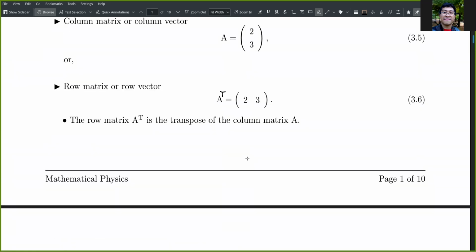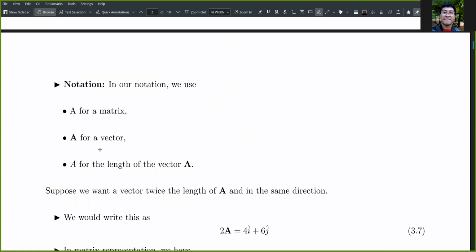So in our notation, take note of these three differences. A, that is simply a letter, corresponds to a matrix. A bold-faced letter, capital letter in this, or any letter, whether capital letter or not, corresponds to a vector, and the italicized A or italicized letter is the length of the vector A.